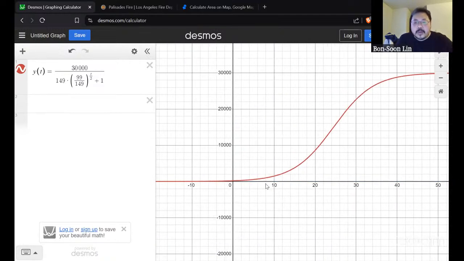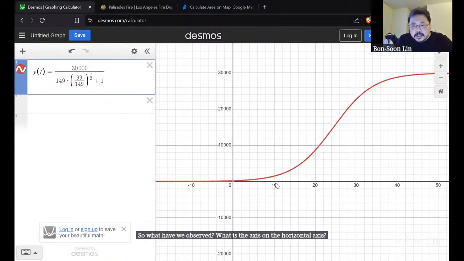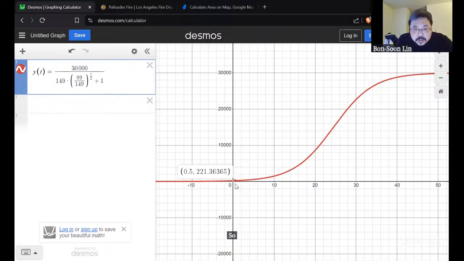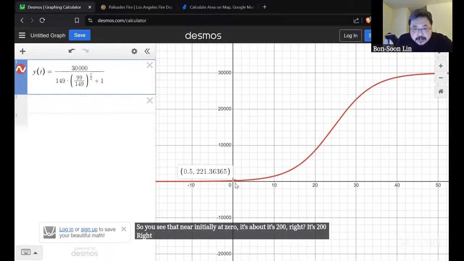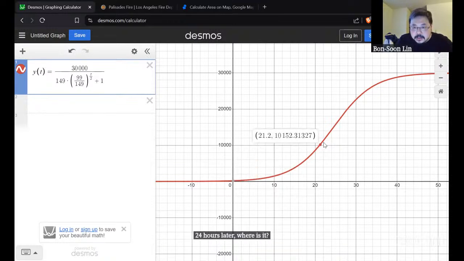So what have we observed? What is the axis on the horizontal axis? This is time in hours. So you see that initially at 0, it's 200, right? It's 200 right here. 2 hours later, where is 2 hours? This is 2 hours. It's about 300, right? 24 hours later, where is it? 24 hours. It's about 15,000 acres burned. So you see that.